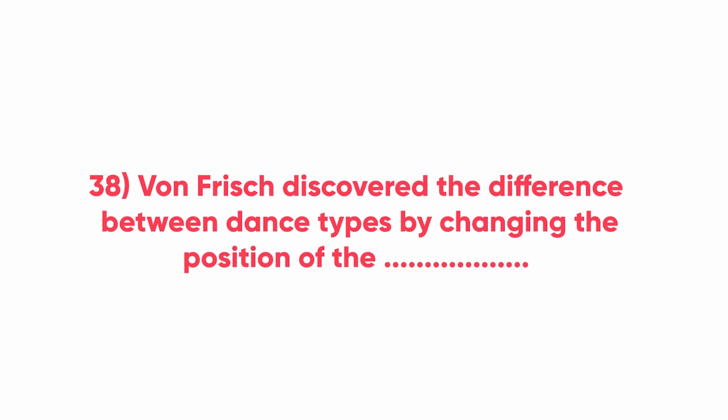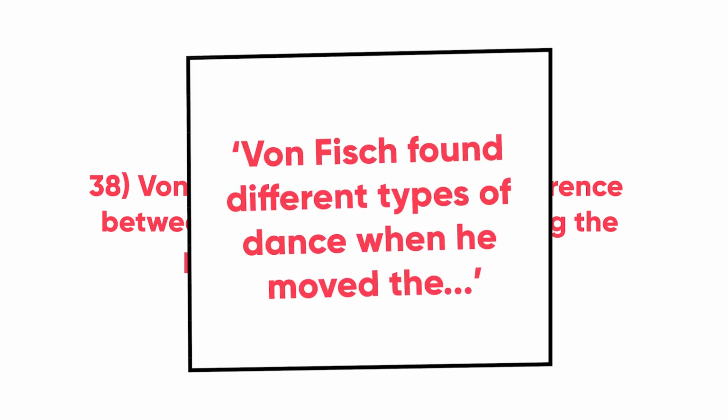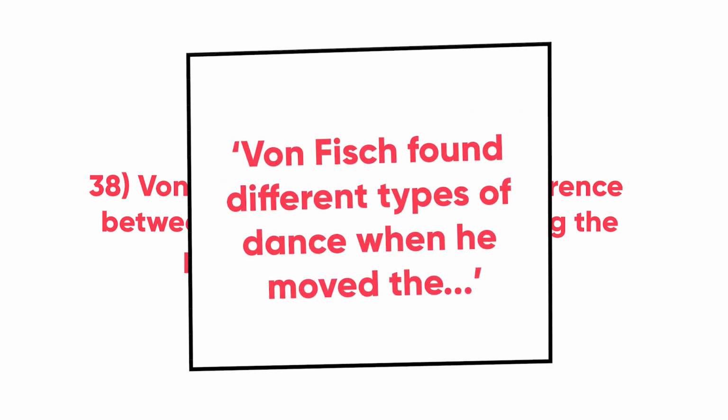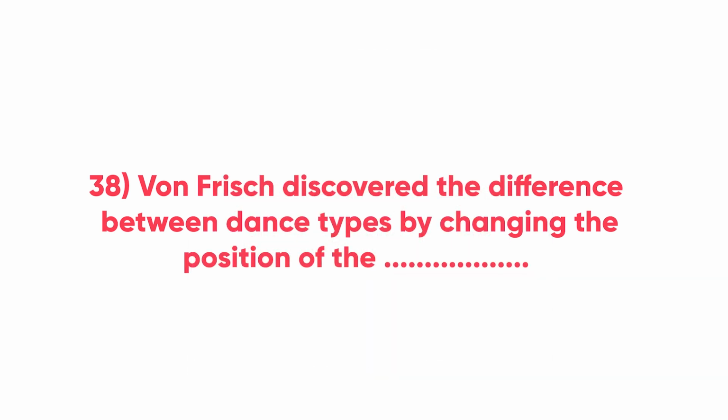So, for question 38 in this example, Von Frisch discovered the difference between dance types by changing the position of the... It is unlikely that you'll read the same words in the text. That would be far too easy. Instead, in the text, you might read something like, Von Frisch found different types of dance when he moved the XYZ. Now remember, I can't guarantee that these exact words will be in the text, but you need to be prepared to think of other ways to express the meaning of the sentences.